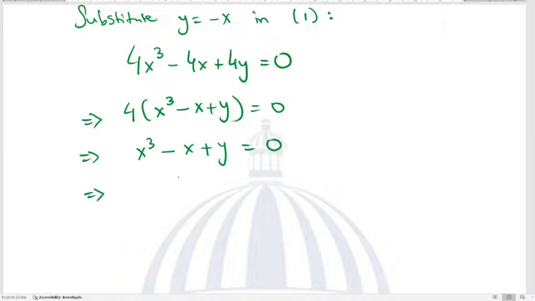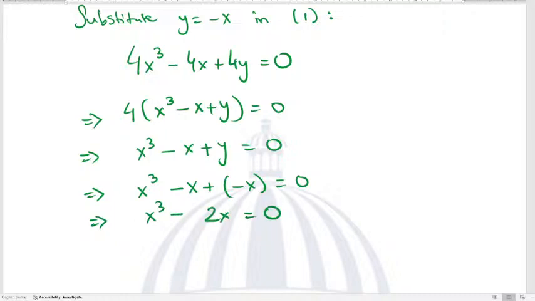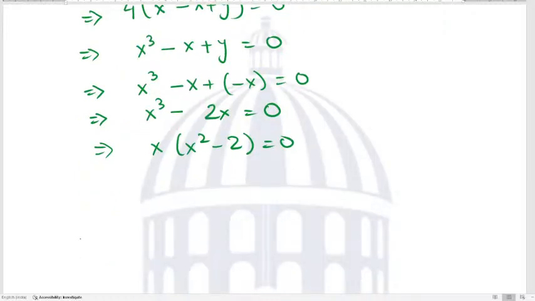So instead of y, we shall replace y by negative x, right? So minus x over here is equal to 0. And that shall give us x cubed minus twice x is equal to 0, right? And again, what we'll do is some factorization here. Factorization would look like this: x multiplied by x squared minus 2 is equal to 0. So a little bit more of factorization can be done.